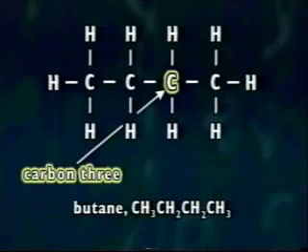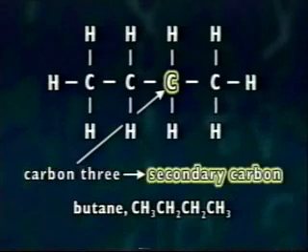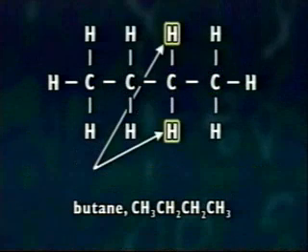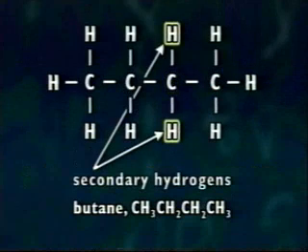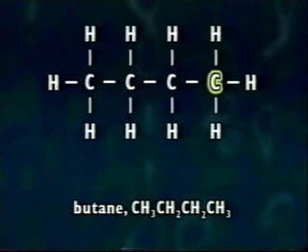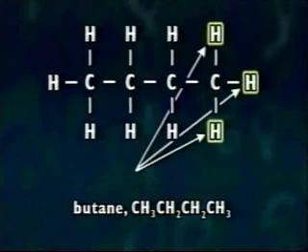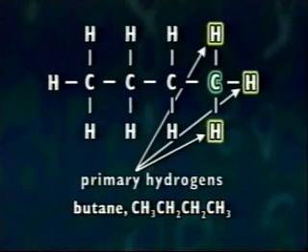Make sense? Carbon 3 is also a secondary carbon because it's got 2 other carbons attached to it. And the hydrogens on carbon 3 are also secondary hydrogens. Carbon 4, over here on the end of the chain, is a primary carbon again because it's only attached to one other carbon. And the hydrogens attached to it are primary hydrogens.